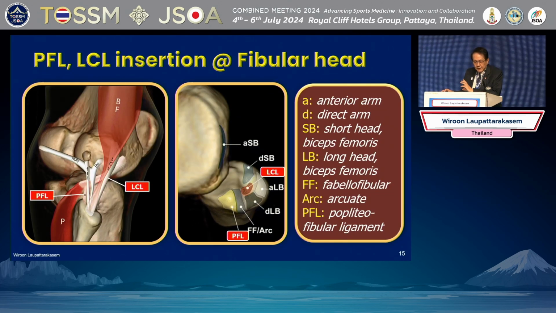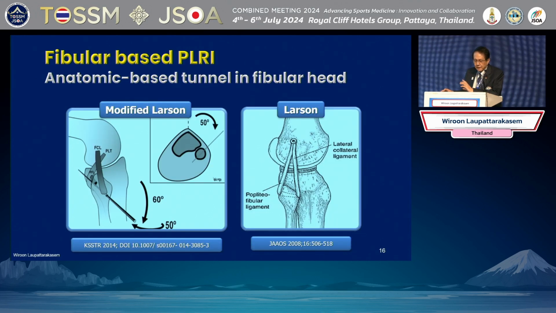So look at the attachment of the structures at the fibular head. The popliteal fibular ligament is higher, behind and posteromedially, while the LCL is more anterior. So there is a modification of the fibular-based PLC reconstruction by aiming, instead of anterior to posterior like Larson, in an oblique direction, pointing more posteromedially. This is the modified Larson reconstruction.